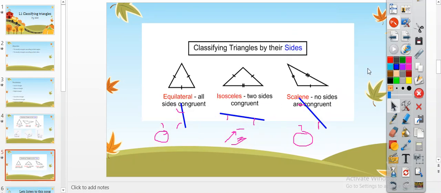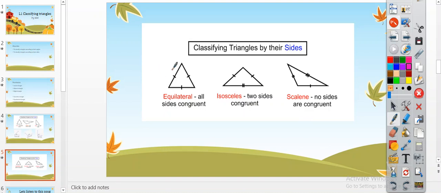How are we going to classify triangles by their sides? Some triangles have equal sides. These triangles are called equilateral triangles, and we put this symbol here to show that this side equals this side equals this side. Remember, the word equilateral is taken from the word equal, which means that all the sides of the triangle are equal. The second type of triangle is called an isosceles triangle, which has two equal sides.